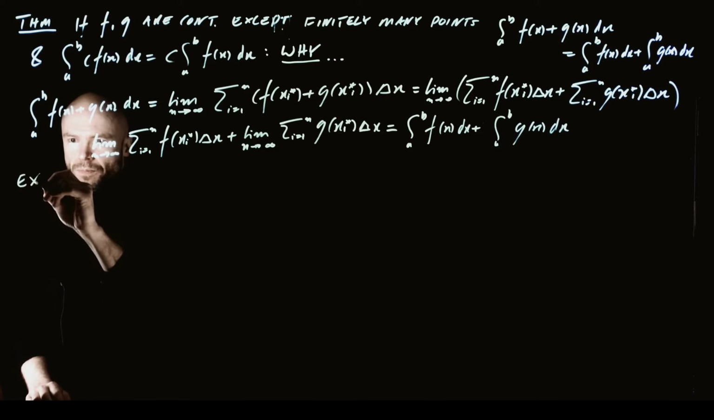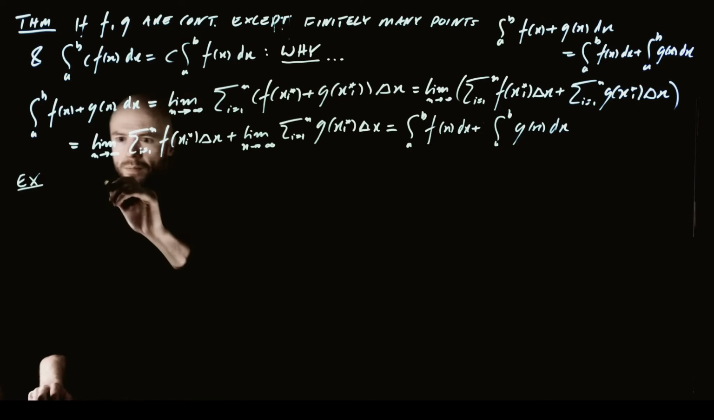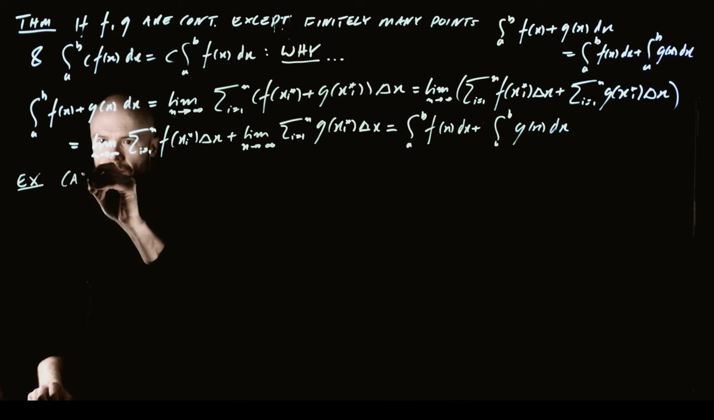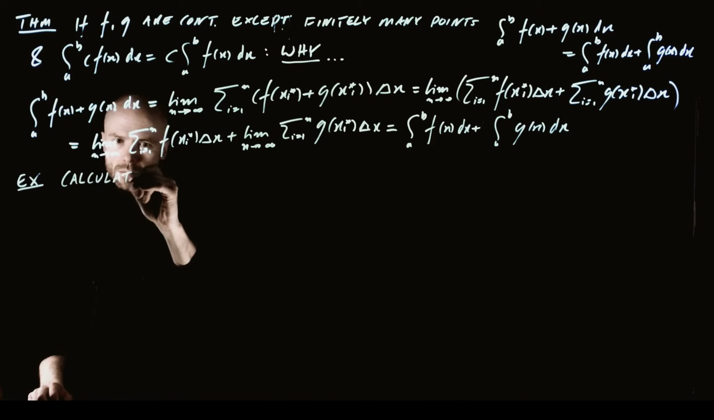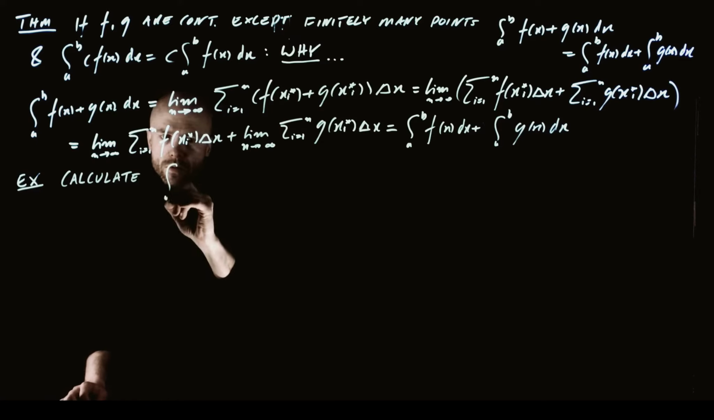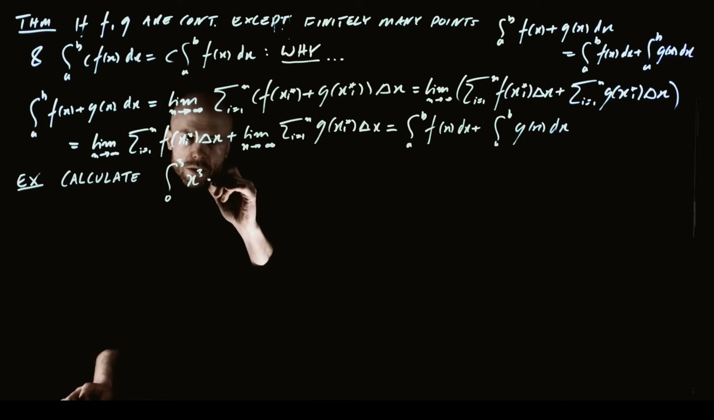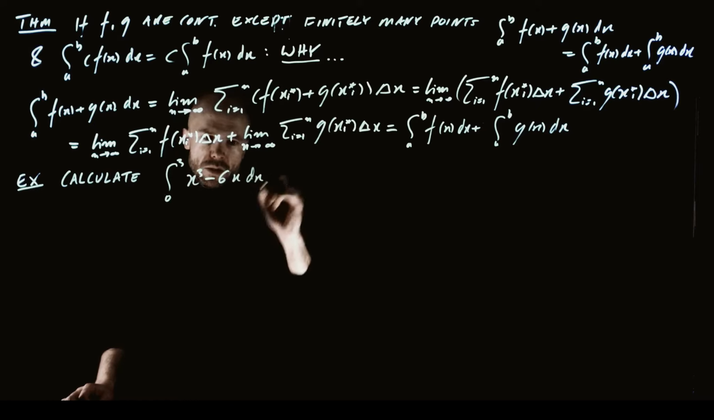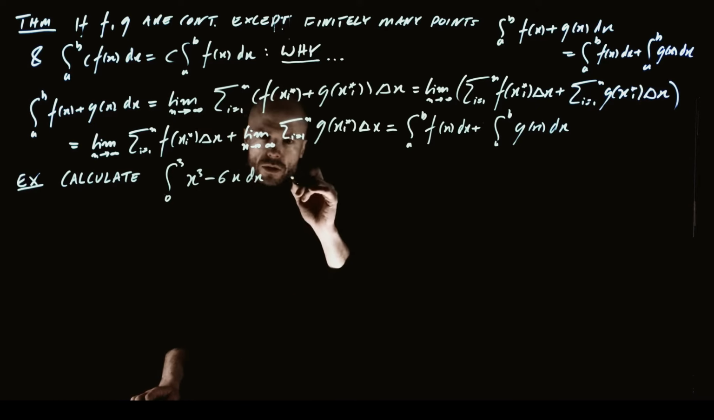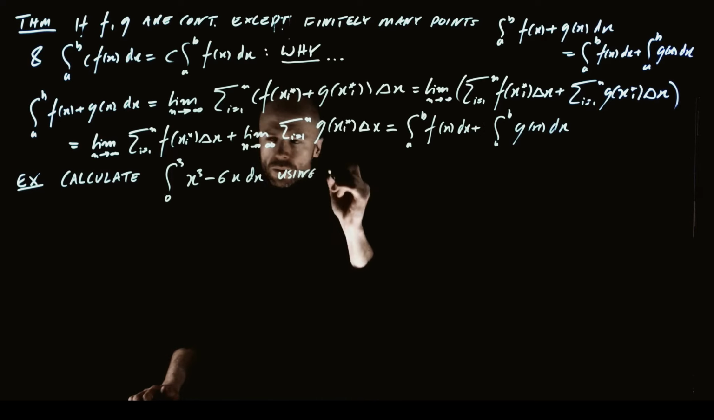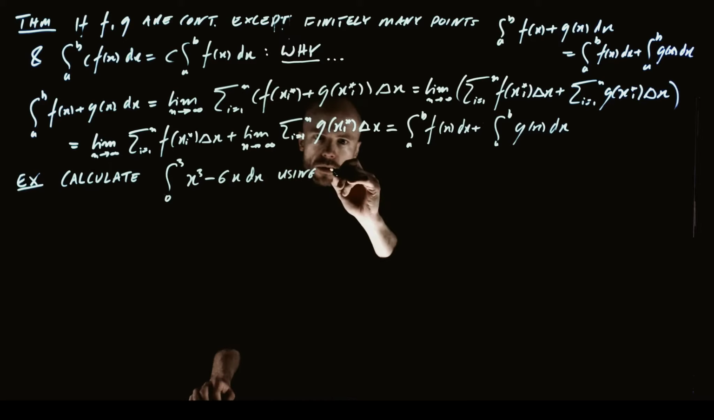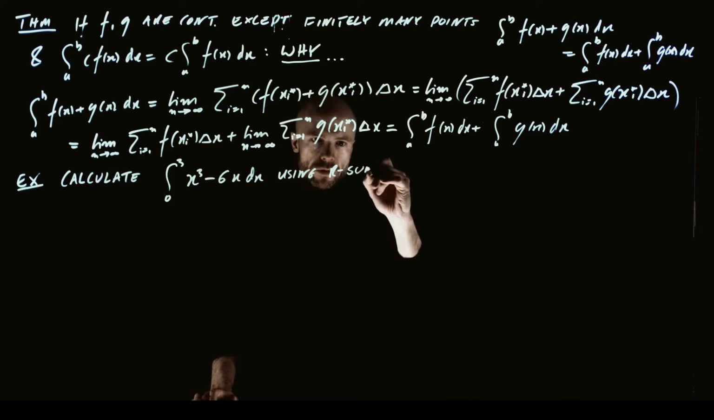So, example: calculate the integral from 0 to 3 of x to the 3 minus 6x dx. Okay. And let me just be specific using Riemann sums, because plenty of you know how to do this without Riemann sums. So Riemann sums are going to be R sums from now on. Okay, solution.